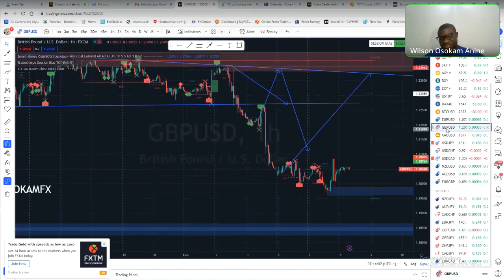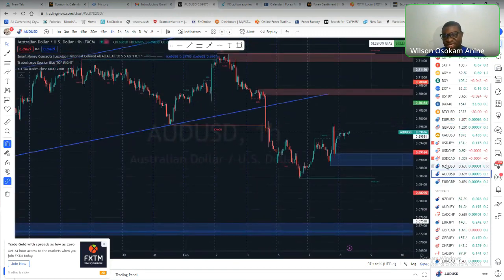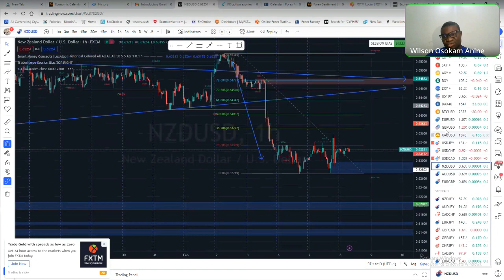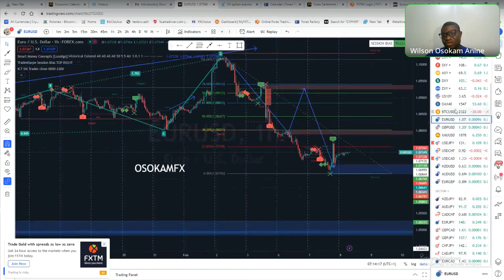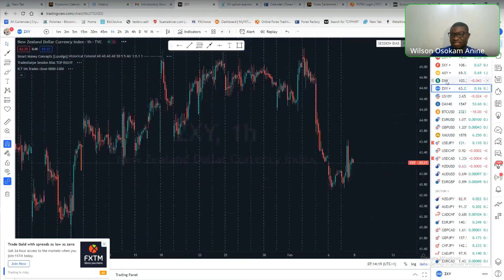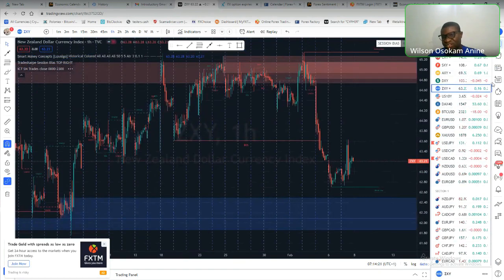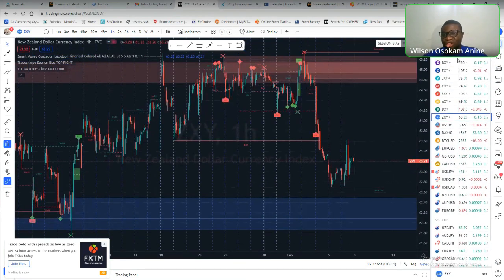Right, but I think just two pairs is enough for the day. Possible buy on NZD USD and Euro USD. Those are my two takes for the day. But looking at the indexes, it is because of the index that I'm picking GU buy.